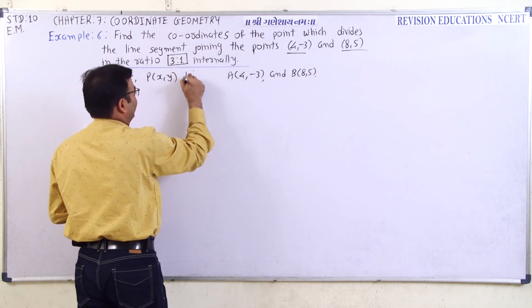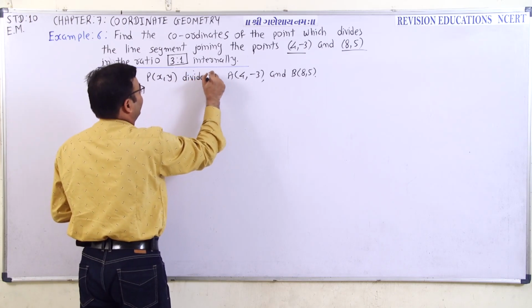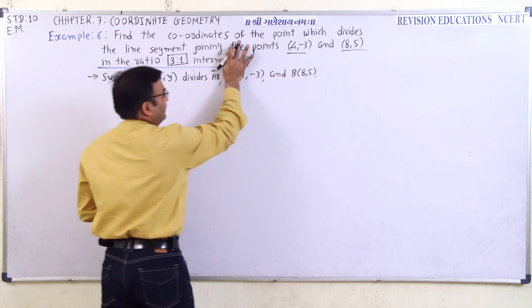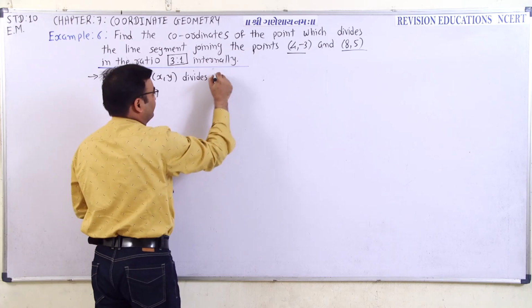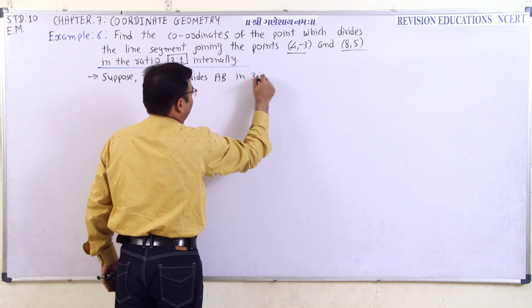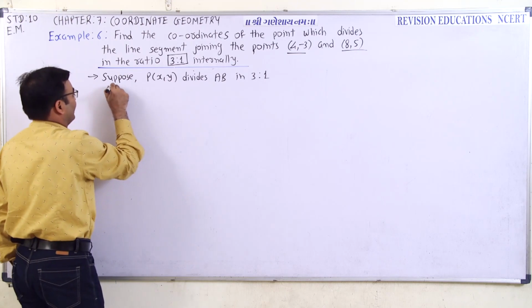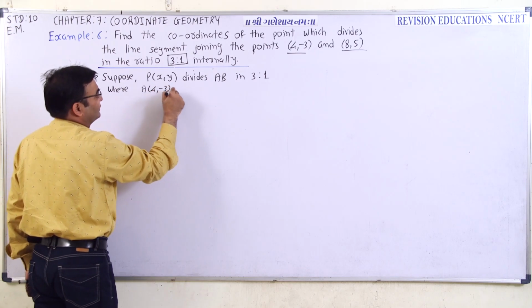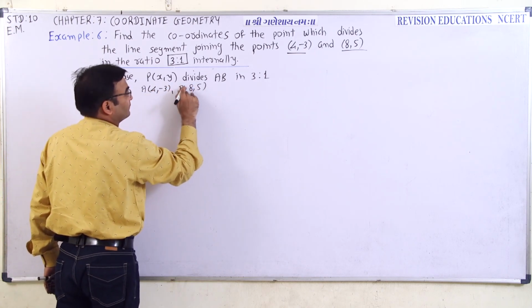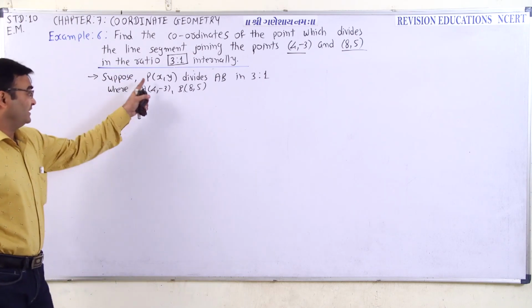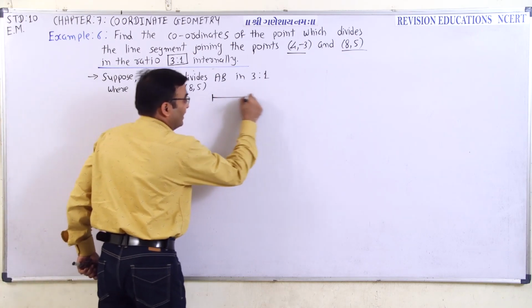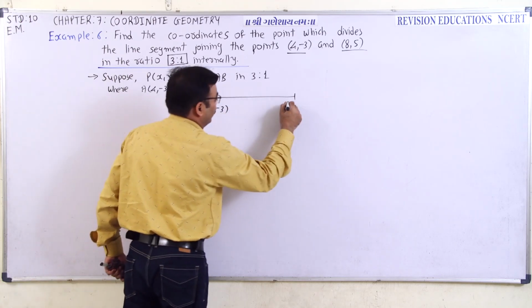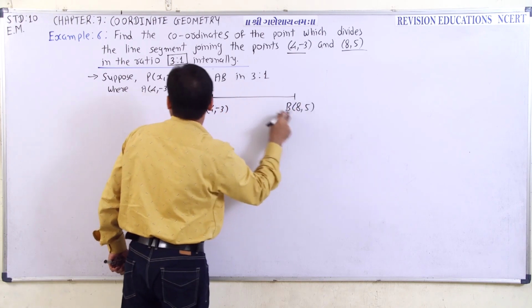divides line segment AB in 3:1, where A is (4, -3) and B is (8, 5). ध्यान रखो बच्चों, here is given line segment AB. The coordinates of A are 4 and -3 and the coordinates of B are 8 and 5.